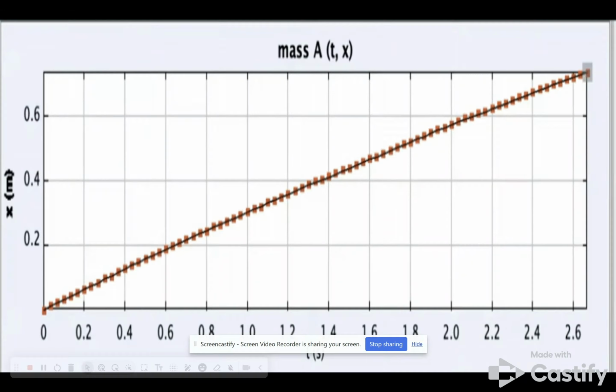This is the graph of x versus t, and these results show that the experimental model confirmed that the object moved with constant velocity, shown by the general linear pattern here.